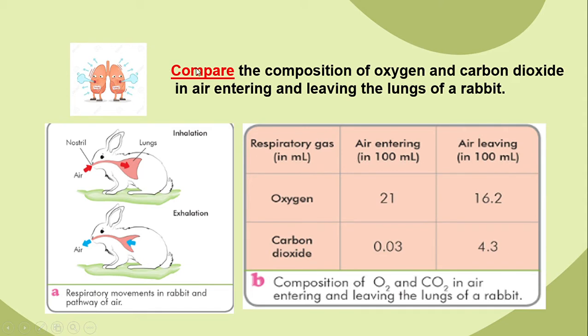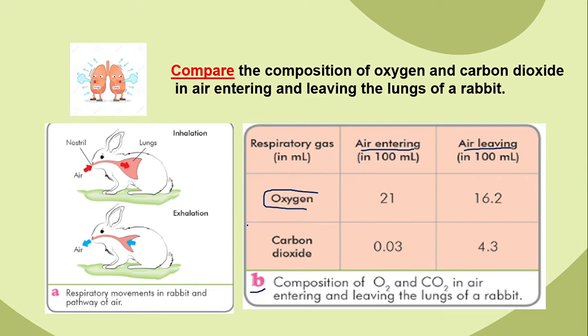How are you? So, I'm recording the summary of the last session for those who were not able to join the session. Here, first of all, we resolved the homework. The question was: compare the composition of oxygen and carbon dioxide in air entering and leaving the lungs of a rabbit. So here we have the table in document B. We need to compare the composition of oxygen in air entering and air leaving the lungs of a rabbit.